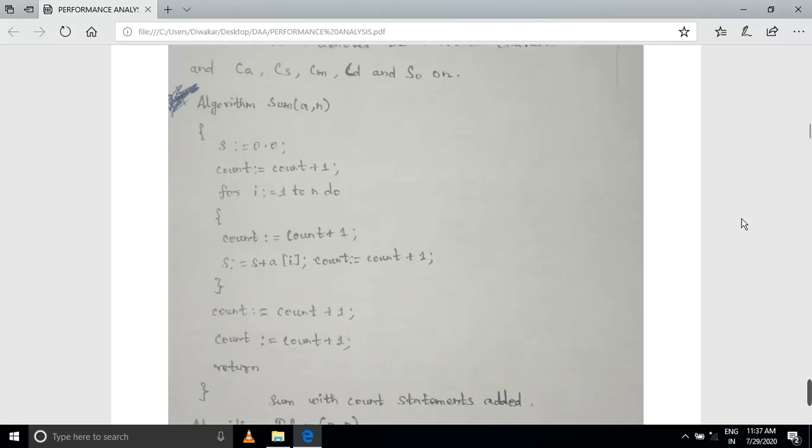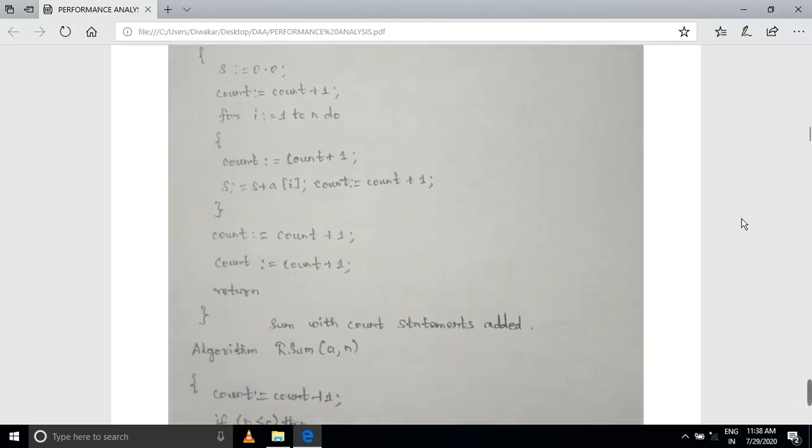Finally, you write the counting level. This is the counting you have to follow: count equal to count plus 1, for i equal to 1 to n, then count equal to count plus 1, then s equal to s plus a of i, then count equal to count plus 1, then count again. That means you are declaring for n iterations. You have to declare a sum with the count statements added.